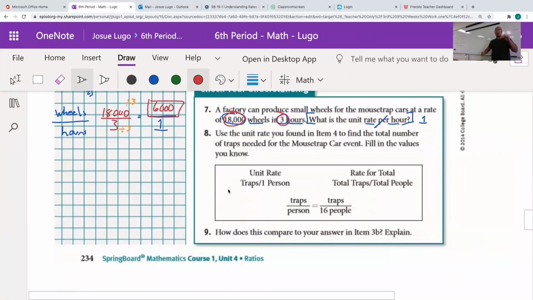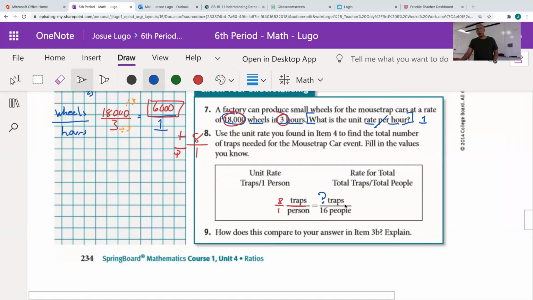Number 8, use the unit rate you found in item 4. So in item 4, if we go back to number 4, remember that we figured out that we're using 8 traps per 1 person. So here's traps per person, and fill in the value. Notice how here they have traps per person, same as I have up here, and we have 8 traps for every 1 person. We got that from number 4. But now they want to know, how many traps are we going to need for 16 people?